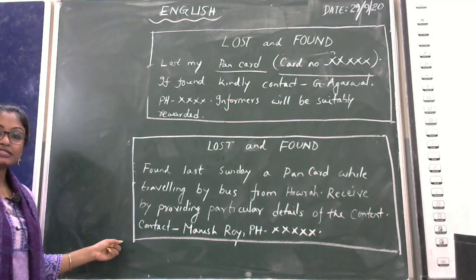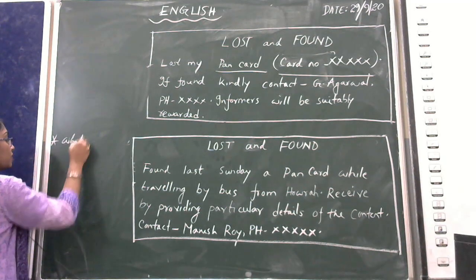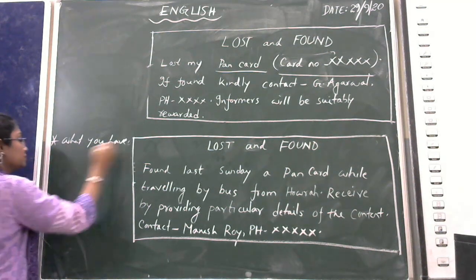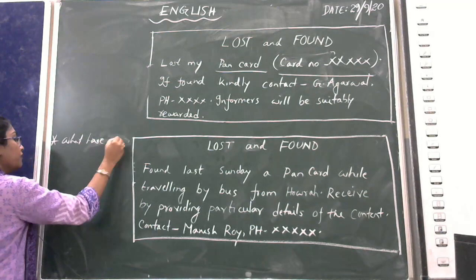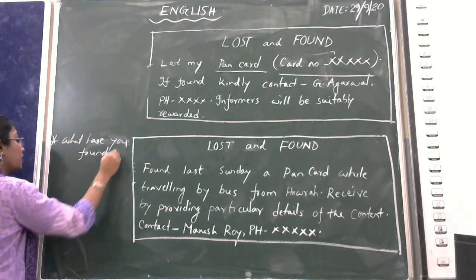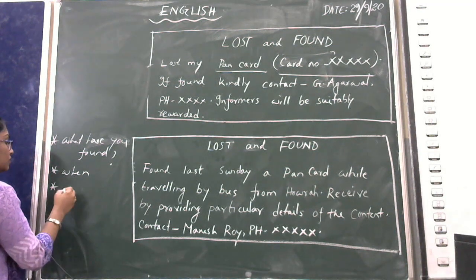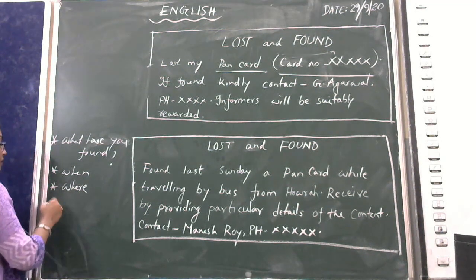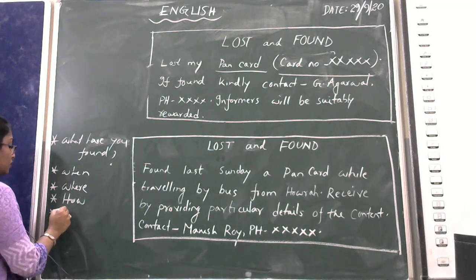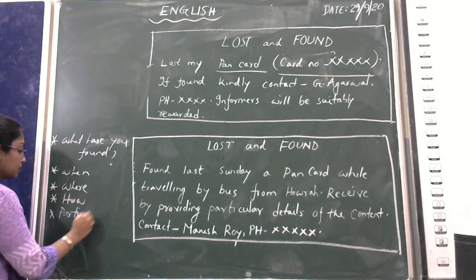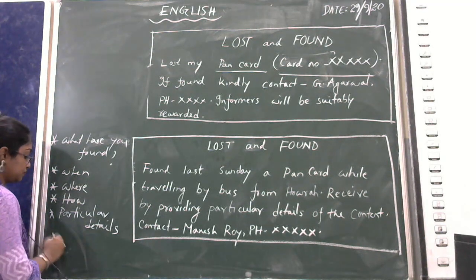So, what are the things? When you have found anything, what is the thing? What you have found? So, what have you found? Next one, when? Next one, where? How? Particular details. Whom to contact?